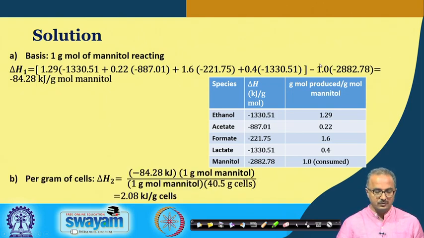And now, for per gram mole of cells, we know how many cells have been produced per gram mole of mannitol. We put this value here, and we get this value of the enthalpy change per gram mole of cells, and this value is the enthalpy change per gram mole of mannitol as obtained from this particular data table. So, this is a pretty straightforward problem.